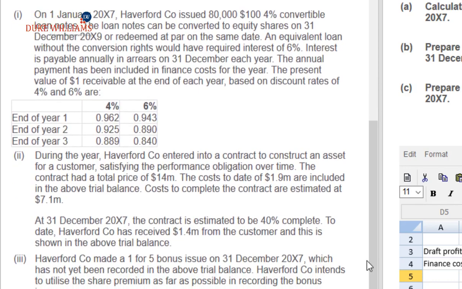Let's see what is there. During the year, our Ford Co. entered into a contract to construct an asset for a customer. So this is the construction contract, satisfying the performance obligation over time. And don't forget, it says during the year, so it's the current year. The contract had a total price of 14 million. The cost to date, 1.9, is included in the above trial balance.